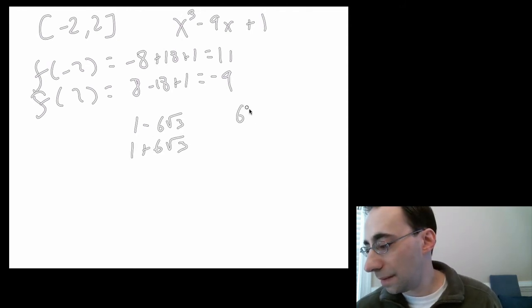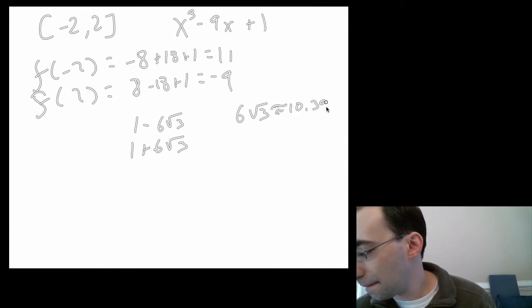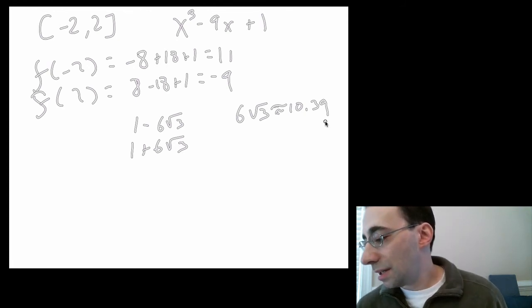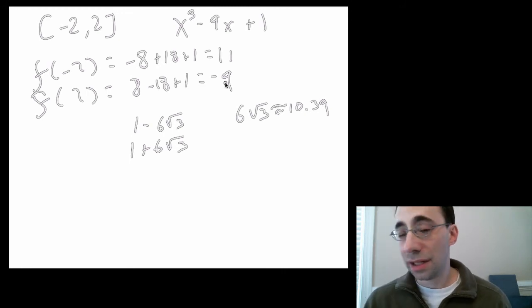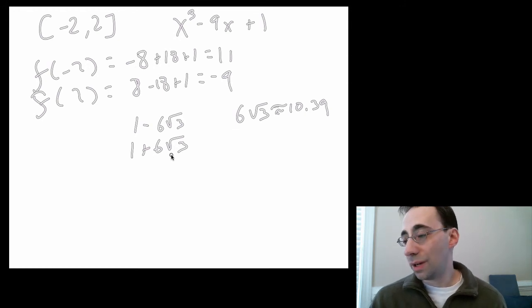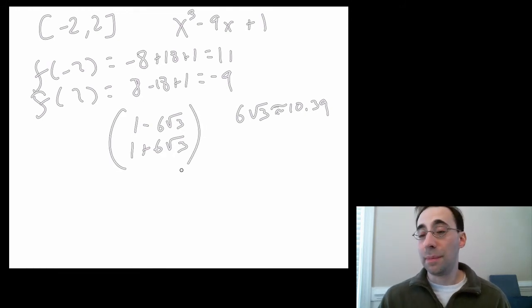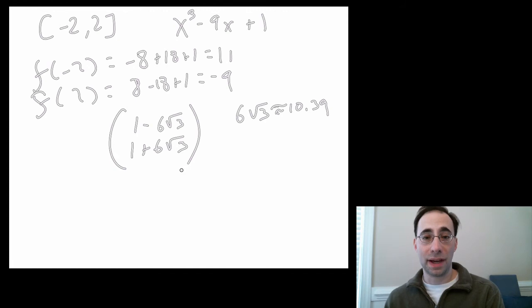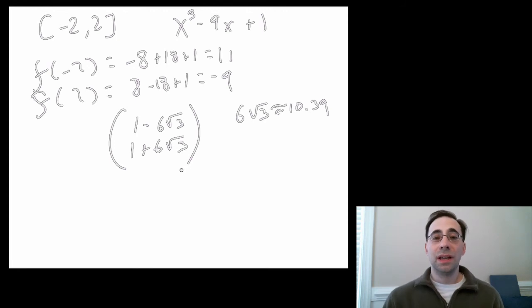Now it turns out 6 root 3 is approximately equal to 10.39. So 1 minus 6 root 3 is actually negative 9.4, which is less than negative 9. And 1 plus 6 root 3 is actually 11.39, which is more than 11. So in this case, the global minimum and maximum occur at the local minimum and maximum, plus the square root of 3 and minus the square root of 3. So we see the global minimum and maximum depend on where the bounds are and the shape of the function.